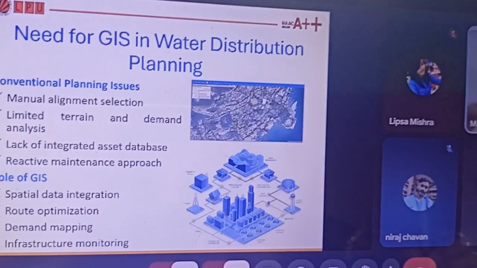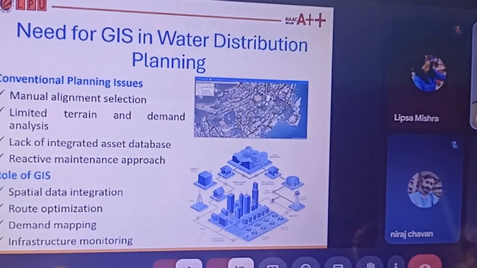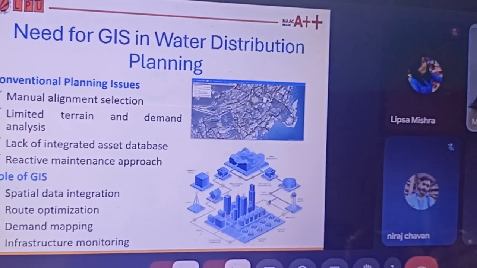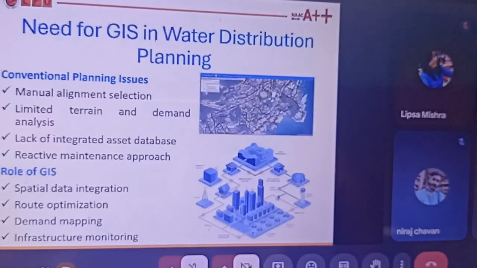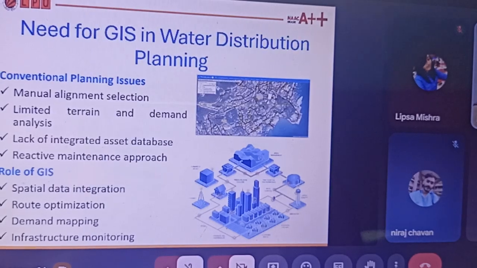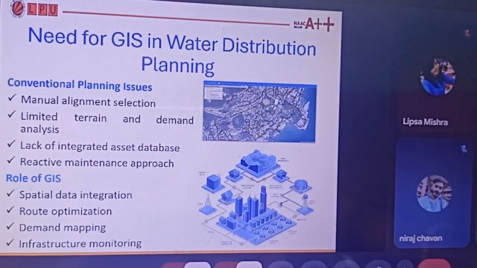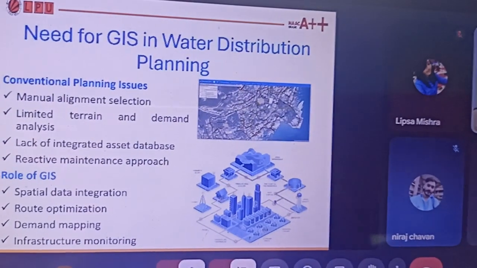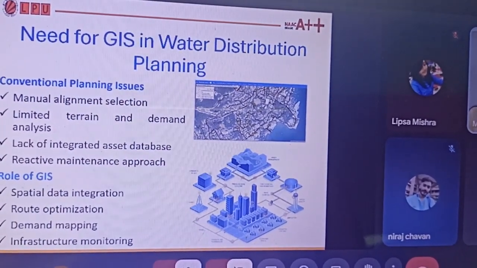We'll align the points. These will be the consumer points. This will be the tank points. This particular area will be the pumping station, and then we go for setting up the water distribution network infrastructure. But that infrastructure setting cannot be on a real-time basis. We cannot collect the data, and we cannot go instantaneously to that area for checking or for any kind of renovation.